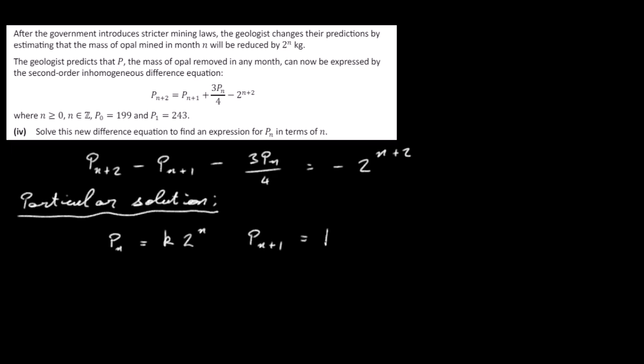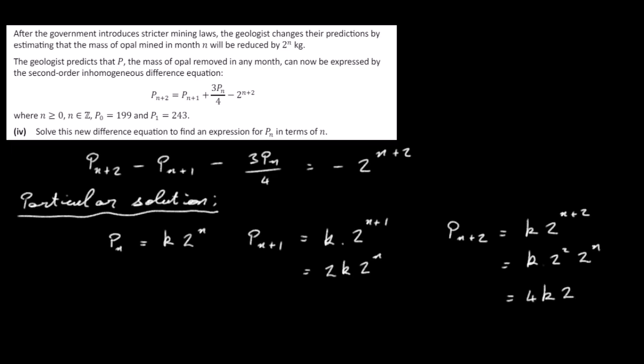That's going to be equal to k times 2 to the power of n plus 1, which is equal to, let's see, if we split this up we'll get 2 times 2 to the power of n, so we end up with 2k 2 to the power of n. Now if we look at Pn plus 2, put in here, this will be k times 2 to the power of n plus 2, so that's equal to k times 2 to the power of 2, 2 to the power of n, so that's 4k 2 to the power of n.